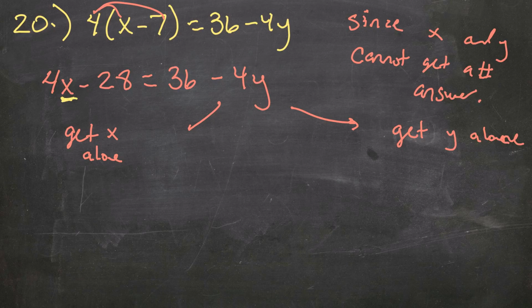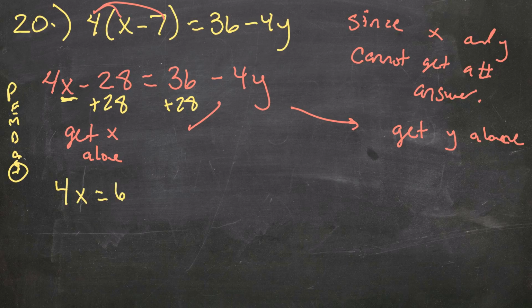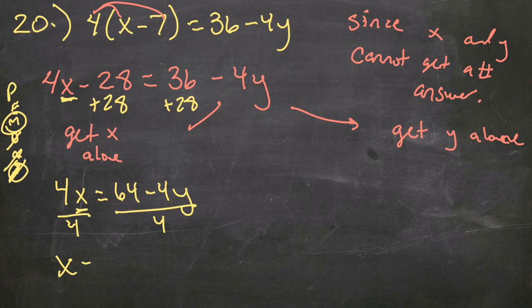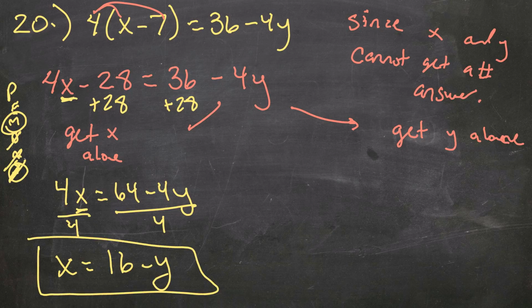So I want to get x by itself, so I do PEMDAS backwards with the stuff that's around x. I see subtraction. How do I get a subtraction? With addition. That's why I add 28 to both sides. So I get 4x equals 64 minus 4y. Now I don't care that there's a bunch of stuff on the right side. I only care about the left side because that's where my x is at. There's no addition, there's no division, there's multiplication. So I divide by 4, which means I have to divide everything by 4. So x equals 16 minus y. That's as far as you can go.